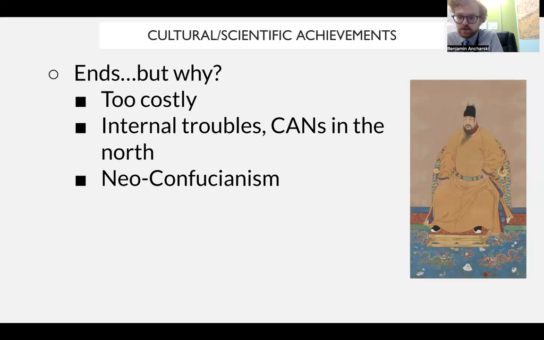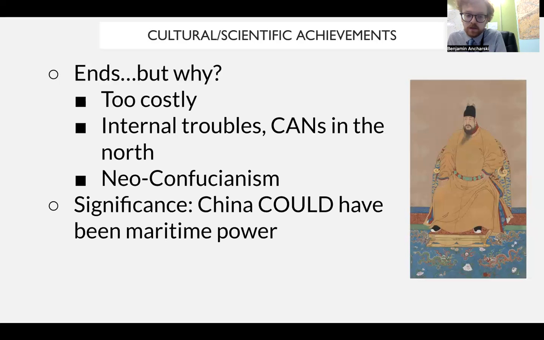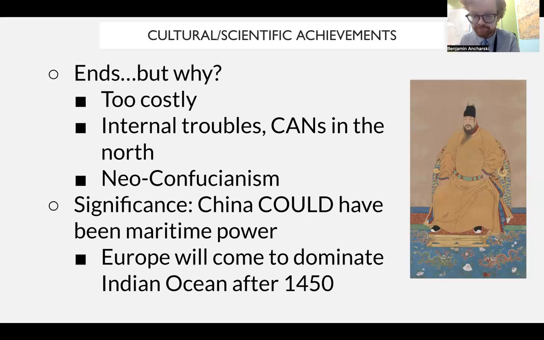But why is all of this important? Why is it relevant? Well, the significance is that China could have been the maritime power. It could have been an overseas empire. And yet, for the reasons I just said, it didn't. But who instead is going to come to dominate the Indian Ocean? Well, eventually, we will start to see the inclusion of Europeans after 1450. And we will explore this a lot more in Unit 4.